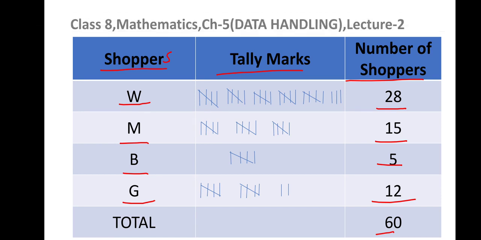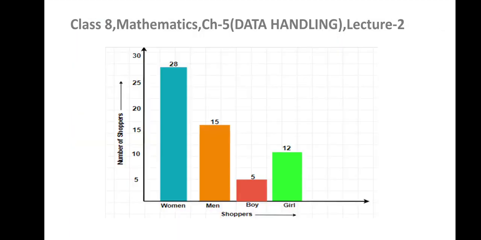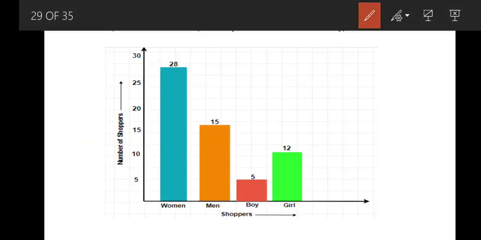Now I need to represent it on a bar graph. So what I have done, I have made two axes. This is x-axis, y-axis. Here I have shown shoppers, here number of shoppers. So this point is 0.